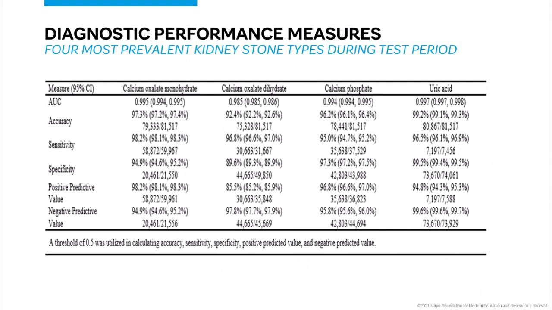Here are some additional diagnostic performance measures for the 4 most prevalent kidney stone types during the test period. These include accuracy, sensitivity, specificity, positive predictive value, and negative predictive value. As you can see, most performance measures exceed 95%, which indicate that our algorithms were performing quite well at correctly identifying these 4 stone constituents in kidney stones.